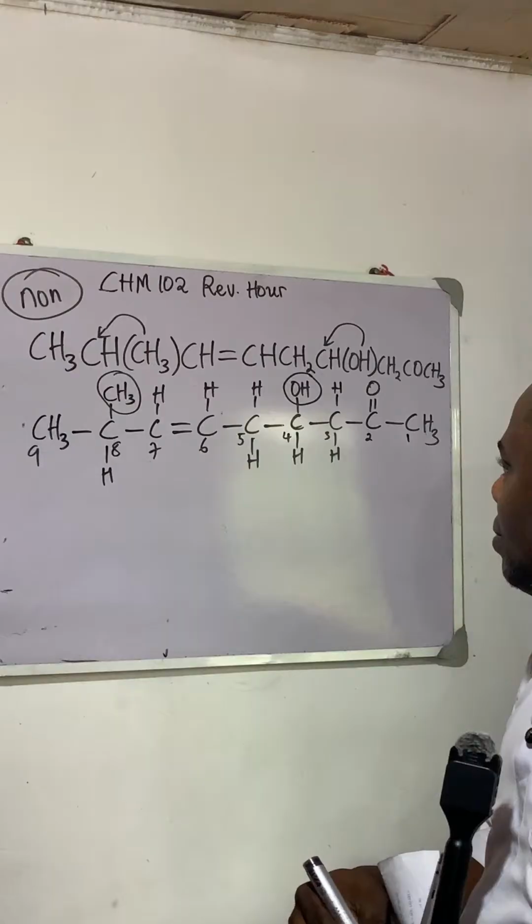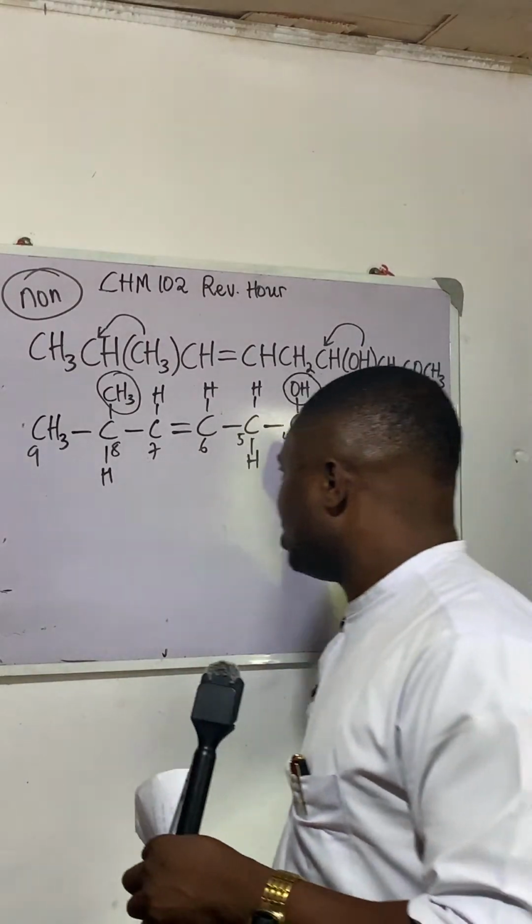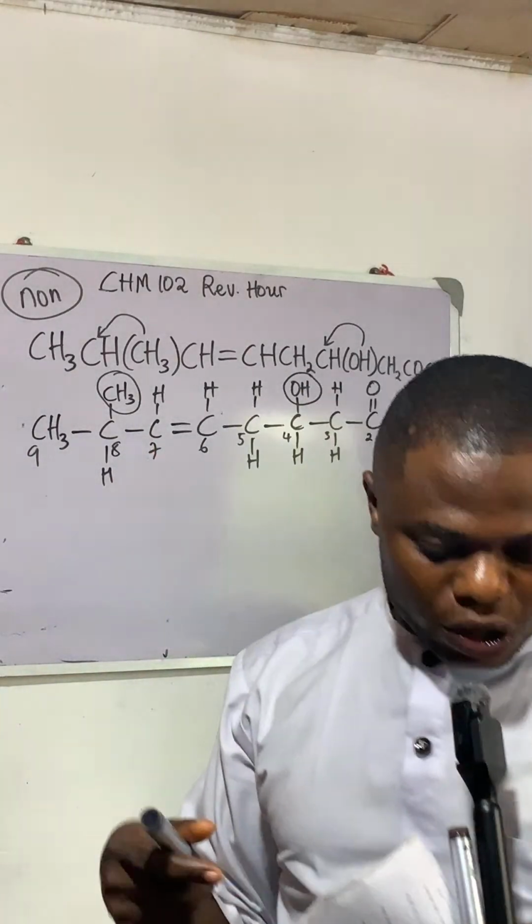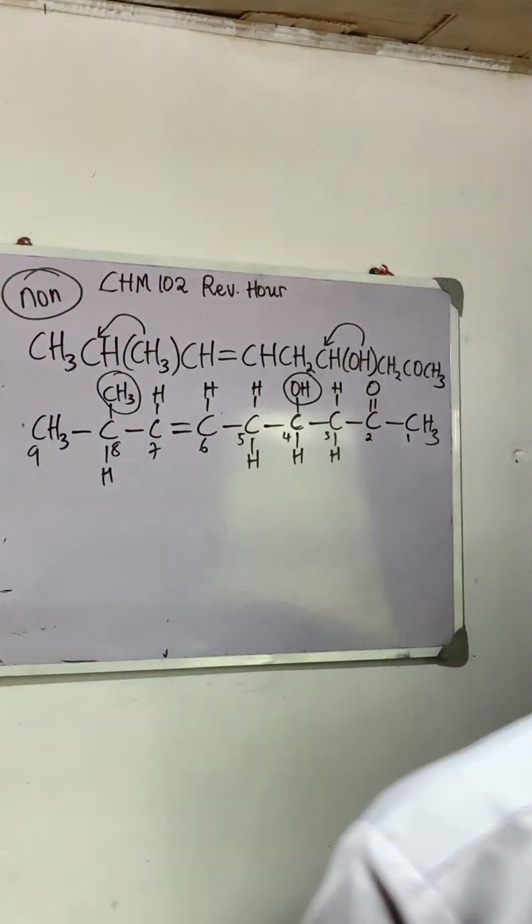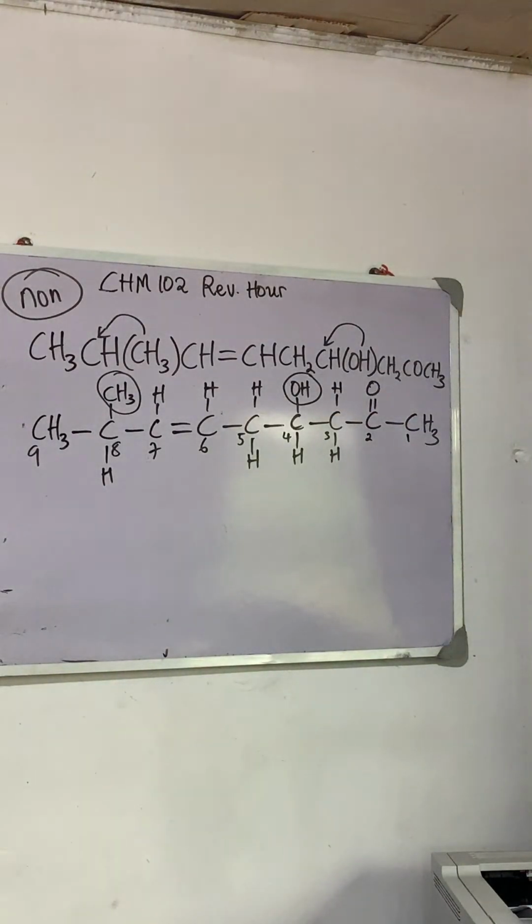Alphabetically. With that, we have hydroxyl, we have methyl. Which one comes first, hydroxyl and methyl? Which one do we name first? Alphabetically. Someone should say something. Hydroxyl and methyl, which one do we name first?